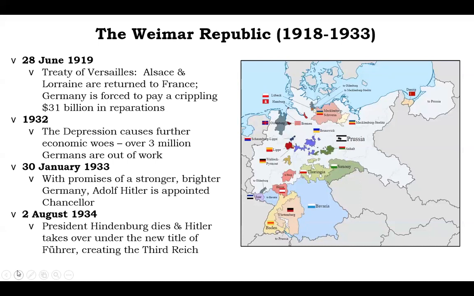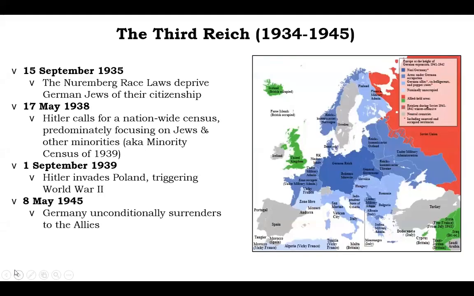In August of the following year, German President Hindenburg dies, and Hitler takes over under the new title of Führer, creating the Third Reich. In 1935, the Nuremberg race laws deprived German Jews of their citizenship. There were two main laws passed: the Reich Citizenship Law and the Law for the Protection of German Blood and German Honor. The Nazi Party had always promised that if they came to power, only racially pure Germans would be allowed to hold German citizenship. The Reich Citizenship Law made this a reality.